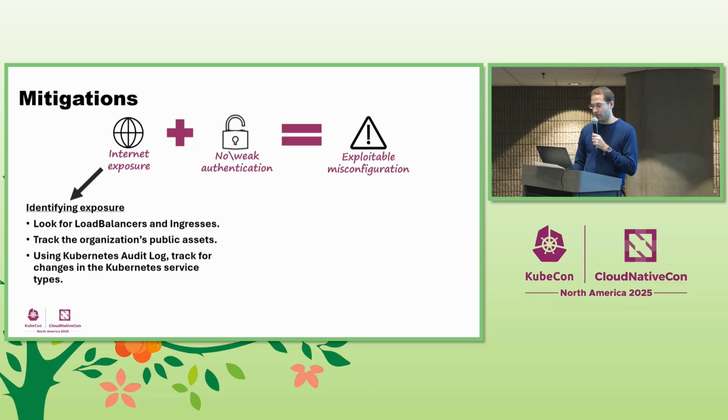Users manually change the service configuration from cluster IP to load balancer, often for debugging and testing purposes, and just keep it as is. You can identify such cases by monitoring the Kubernetes audit log and see when users change the service configuration. And if someone changed the service type from cluster IP to load balancer, it's something that you want to check, at least to check.